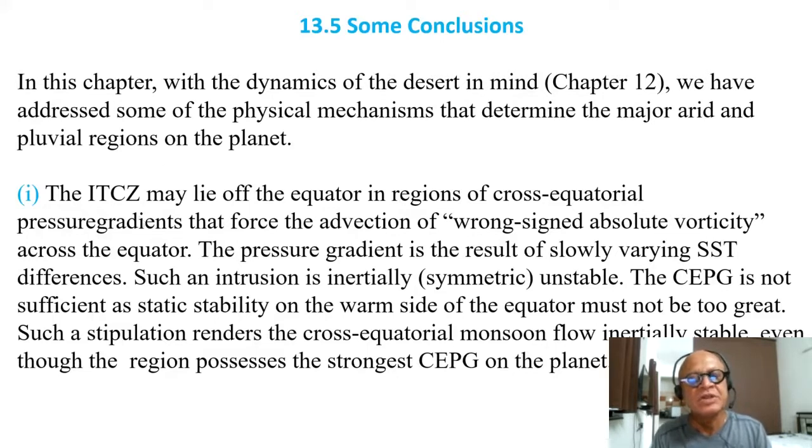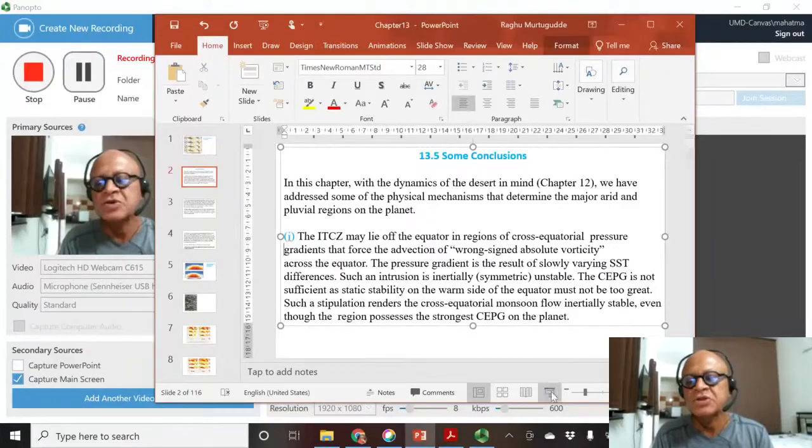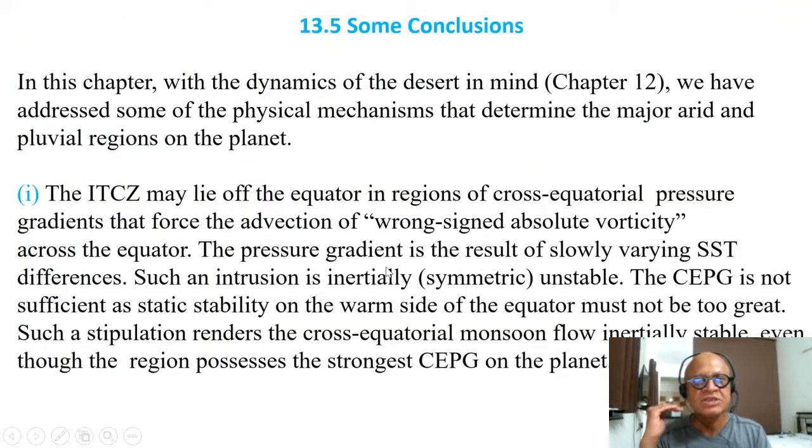The ITCZ, Intertropical Convergence Zone, may lie off the equator in regions of cross-equatorial pressure gradients. That should be two words. So the pressure gradients are going to be set up by sea surface temperatures, which we don't really explain. So they force the advection of a wrong signed absolute vorticity across the equator. Obviously, we already saw that the vorticity convention we used is positive in the northern hemisphere, negative in the southern hemisphere, and if you push vorticity across, you're going to bring the opposite sign vorticity across the equator.